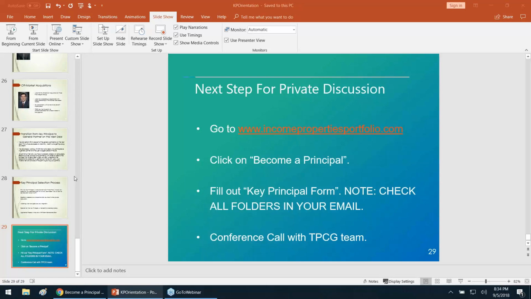We had a question here about whether a KP is signing the mortgage note. The KP is not signing the mortgage note, we are. So we don't need help with that. We take care of all that. I hope that answers that question.